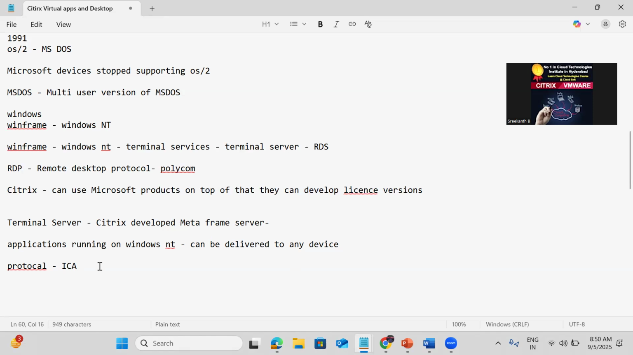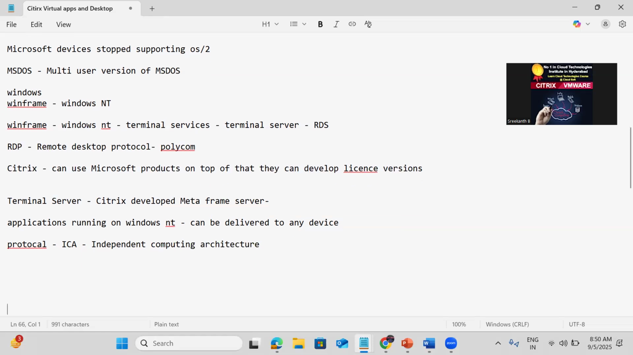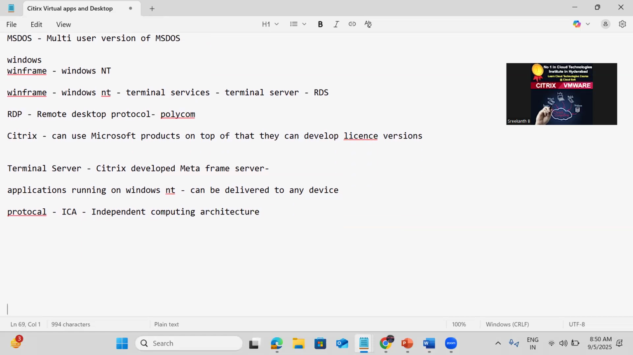Okay, so ICA stands for Independent Computing Architecture. In ICA, what we are getting is a very lightweight protocol, and the port number it is using is 1494.